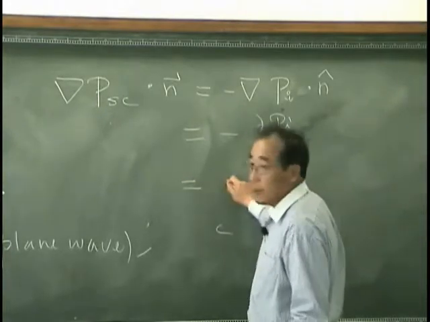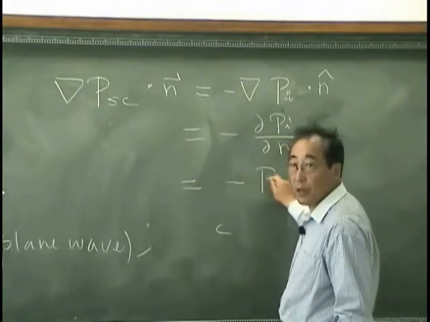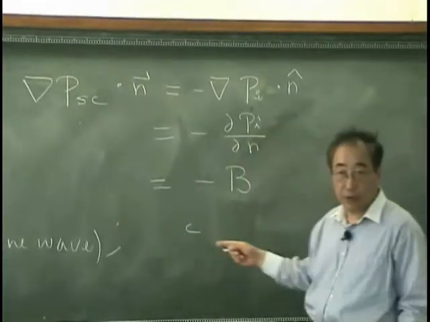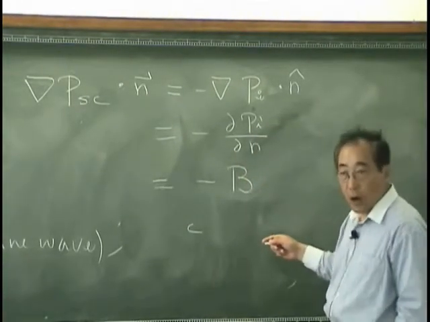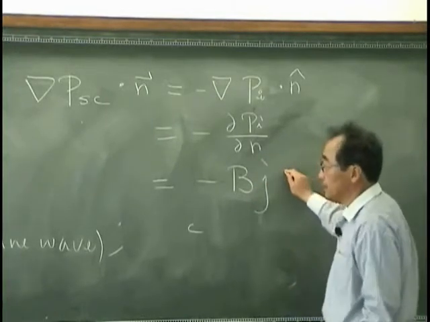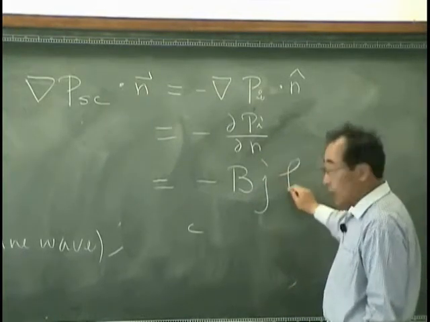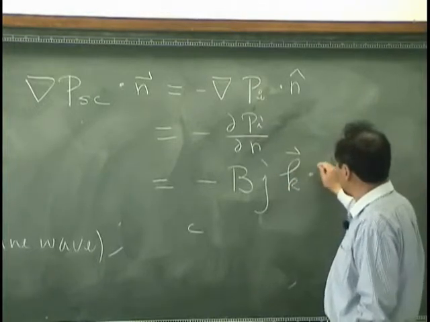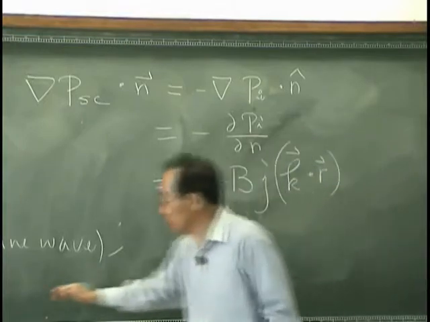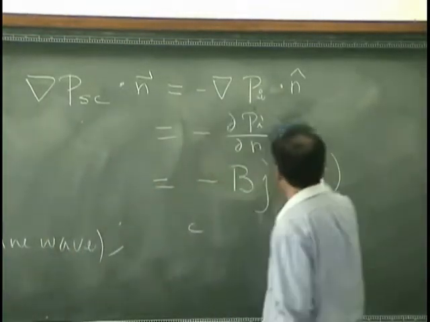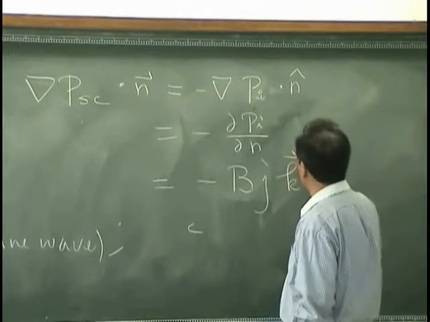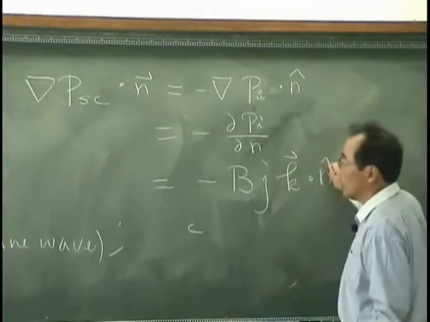And this is what? This is minus b, taking derivative with respect to r. Force, that will give me j k dot r, no, jk dot n.